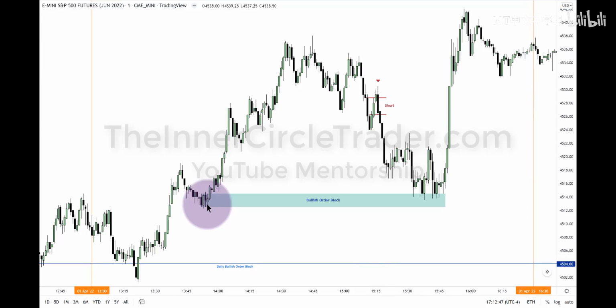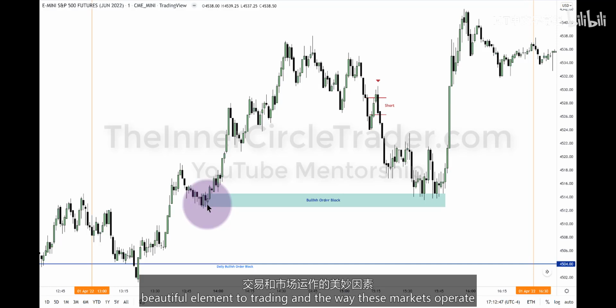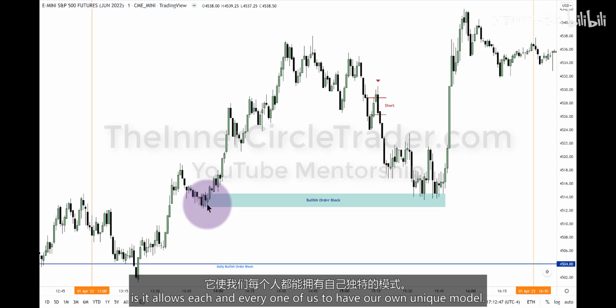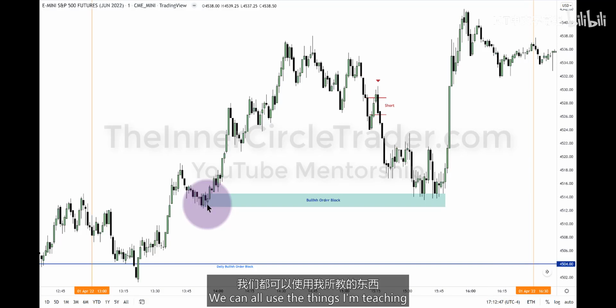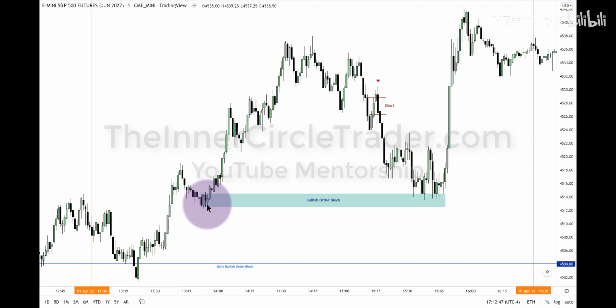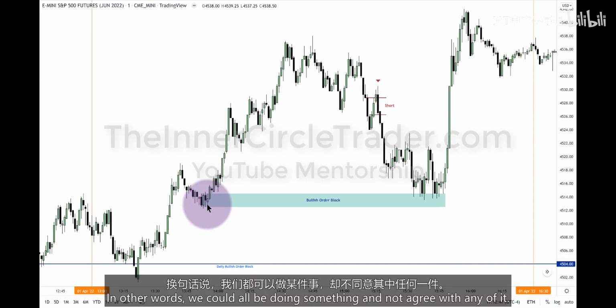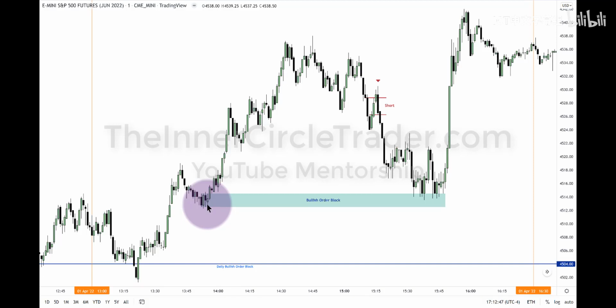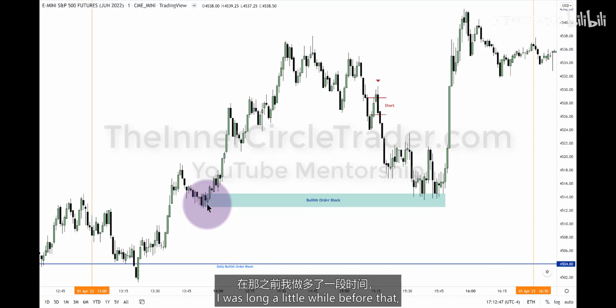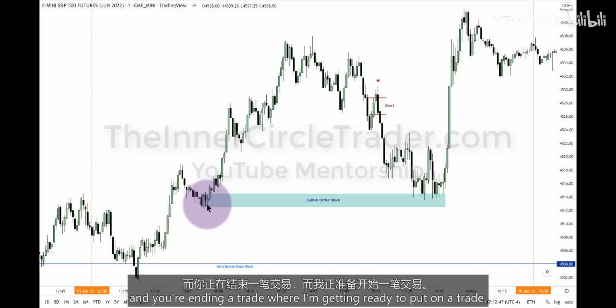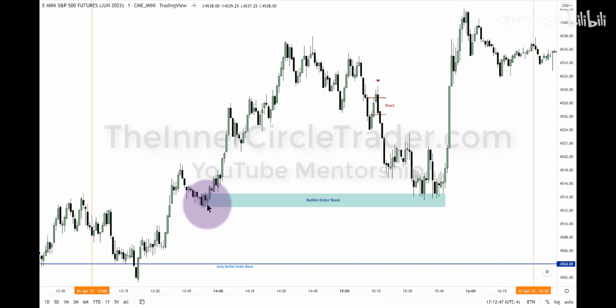And that's the weird, beautiful element to trading and the way these markets operate: it allows each and every one of us to have our own unique model. We can all use the things I'm teaching and all find setups within the same trading day and be opposed to every individual trade setup individually. In other words, we could all be doing something and not agree with any of it. You took a short there, I was long a little while before that, or I went short and you went long somewhere else, and you're ending a trade where I'm getting ready to put on a trade. It's amazing. But how you internalize the market, what setup you're looking for, there's lots of them.